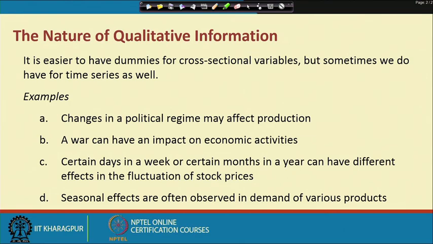Changes in political regime may affect the production process, and war impact on economic activities. War means the war happening in a particular year and not happening in another. So, this is the kind of situation you can study. Then crisis impact, then the kind of seasonality impact again. So, these are all various types of problems where dummies can be frequently used.